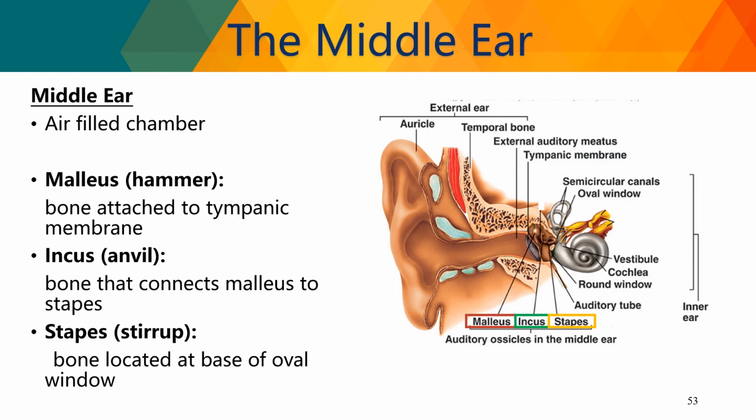Next, in the middle ear, you will see the air-filled chambers. In there, you will see the malleus or the hammer. This is a bony attachment to the tympanic membrane. Next is the incus or the anvil. This is the bone that connects the malleus to the stapes. And you also have the stapes or the stirrup. This is the bone located at the base of the oval window. Basically, the malleus, incus, and stapes are the smallest bones found in your body. Okay, they are found in the ear.